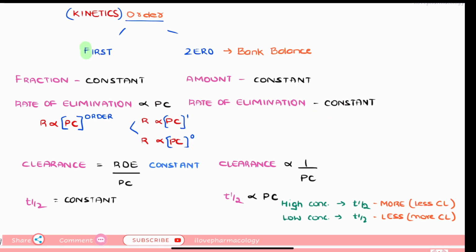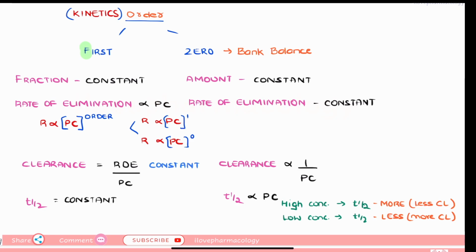But you should remember that whenever there is a higher concentration, what happens to the T half with respect to zero order kinetics group of drugs? If the drug has got high concentration, T half will be more, whereas low concentration, T half will be less. In other words, high concentration means half-life will be more and there will be less clearance of the drug, and low concentration means T half will be less and more of the drug will be cleared from the body.